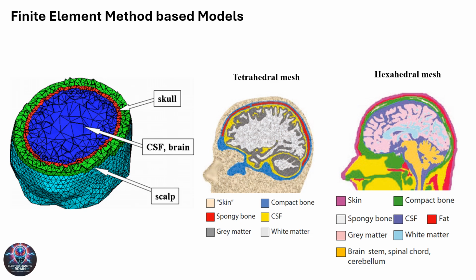Next, we generate a finite element mesh, either tetrahedral or hexahedral, that balances detail with computational efficiency. This slide presents two FEM models of the human head with multiple tissue segmentations and varying levels of detail, emphasizing the role of different mesh types in accurately representing anatomical structures.